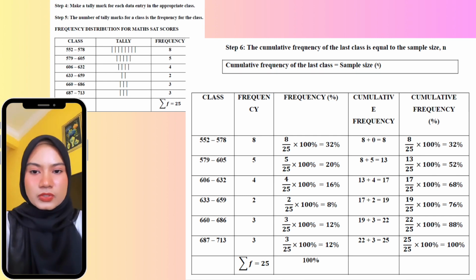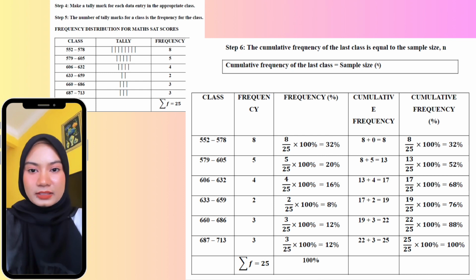After that, step 4 is to make a tally mark for each data entry in the appropriate class. Then step 5, count the number of tally marks for a class in the frequency distribution for math score. After that, the frequency for the first class is 8, second class is 5, third class is 4, fourth class is 2, followed by the fifth class and sixth class which is 3. The total sum of f is 25. The last step is that the cumulative frequency of the last class is equal to the sample size n.